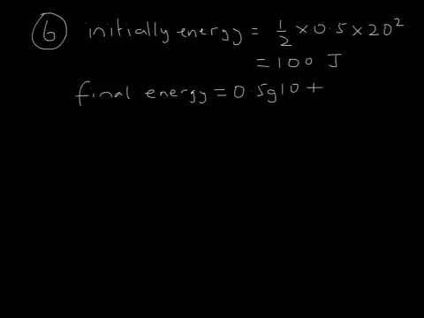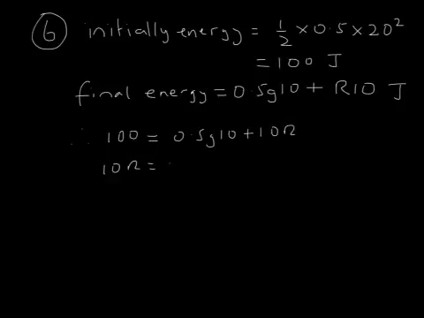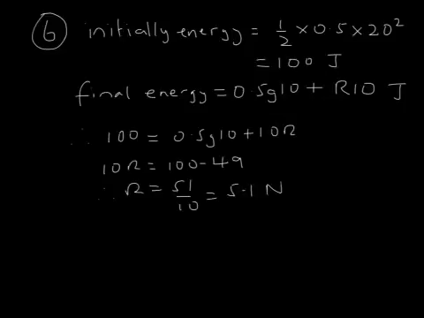resistance. So the work done is the force, r, multiplied by the distance, which is 10. So therefore 100 equals 0.5 g times 10 plus 10r. Put the joules in there, there we go. So 10r must equal 100 minus 0.5 times g times 10. So 100 minus 49 is 51, therefore r is 51 over 10, which is 5.1 newtons.